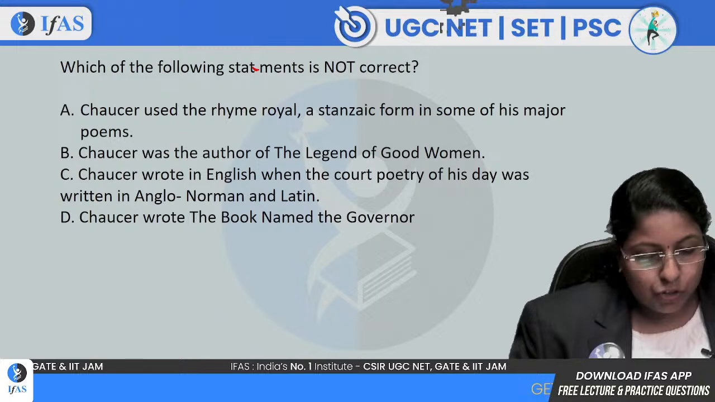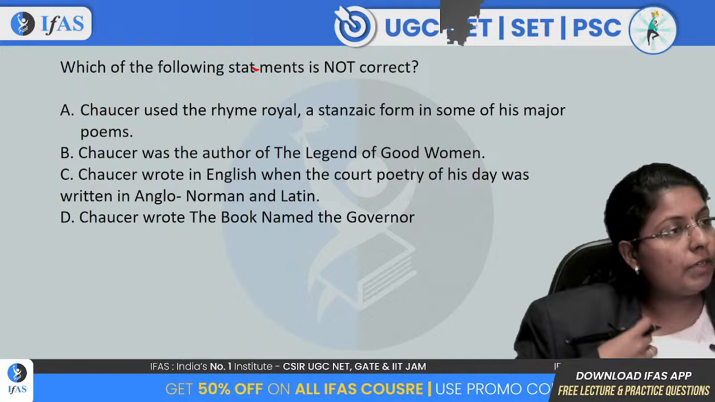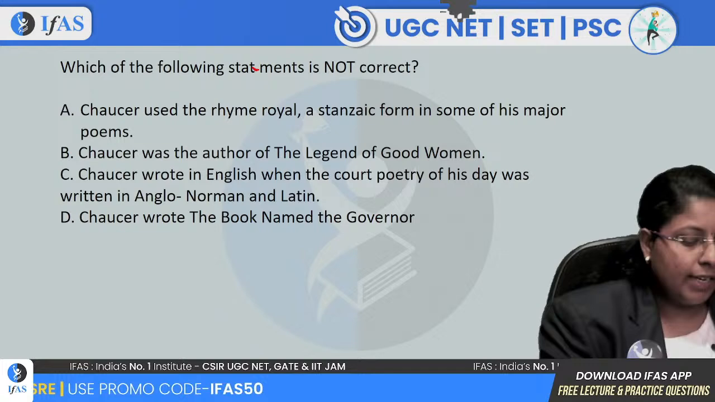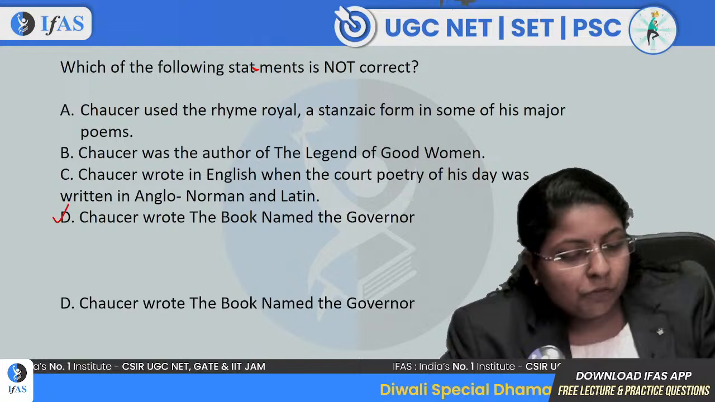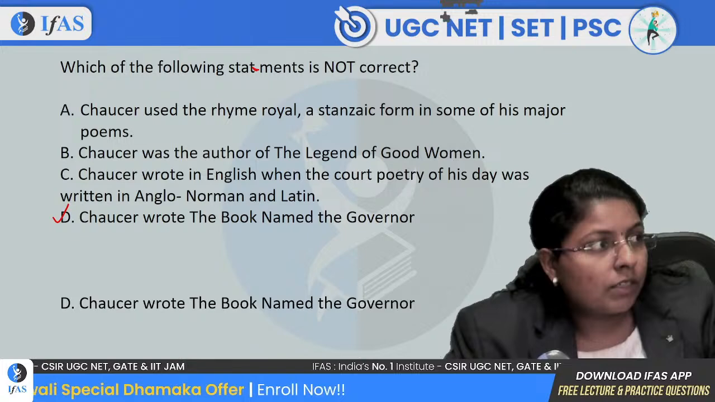Okay. Everyone is going with option D. Okay, if everyone is going with option D, then let's see. See, option D is the right answer. Yes, Chaucer used rhyme royal. Chaucer was the author of Legend of Good Women. Chaucer wrote in English when the court poetry of his day was written in Anglo-Norman and Latin. That is very true. So, D is not true. Okay, fine.